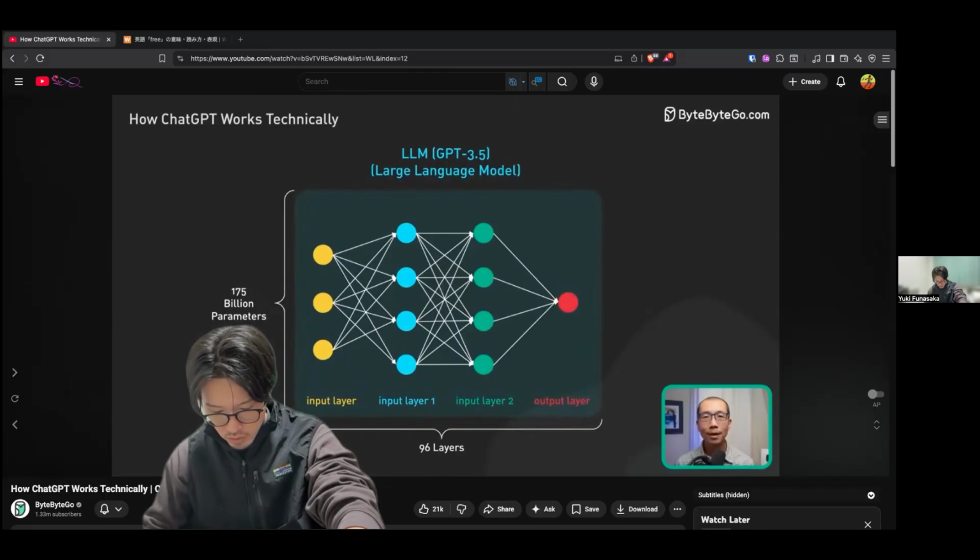The largest model of GPT 3.5 has 175 billion parameters spread across 96 layers in the neural network, making it one of the largest deep learning models ever created.